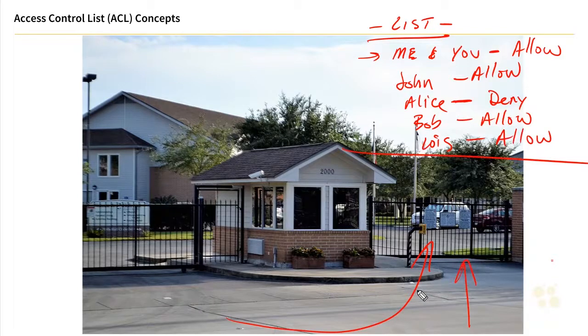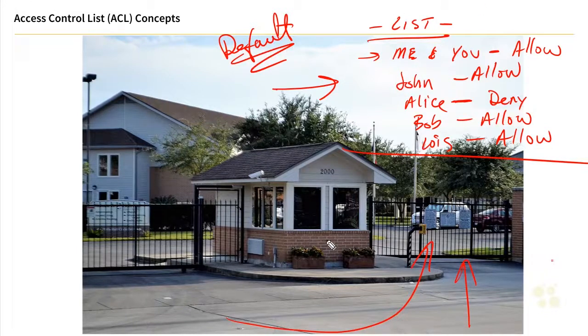So let's answer this question together. If somebody shows up at the gate and they want to get in, and the guard takes a look at this list, and he goes, well, it's not me and you, it's not John, it's not Alice, it's not Bob, it's not Lois. What do you think the guard should do by default if someone shows up and they're not on the list? And hopefully we've trained the guard that the default behavior should be deny. Say, sorry, you're not on the list, there's no match, I'm not going to allow you to get in.